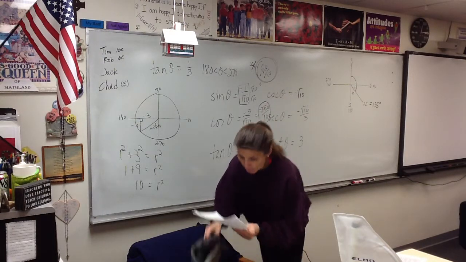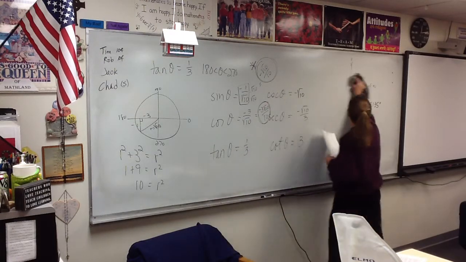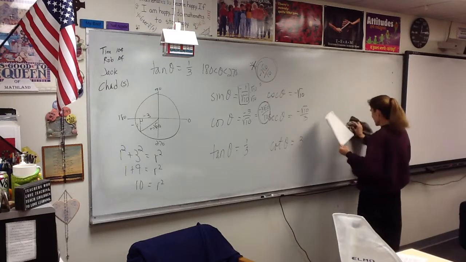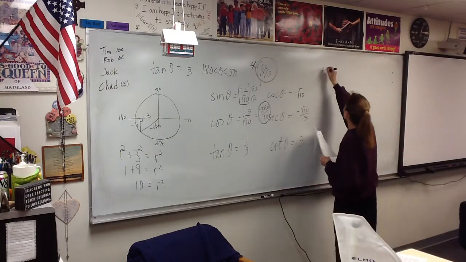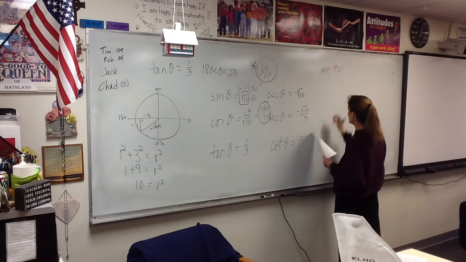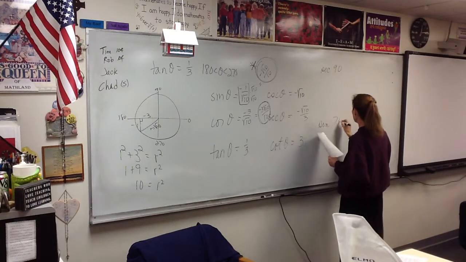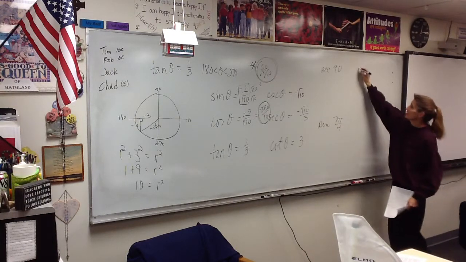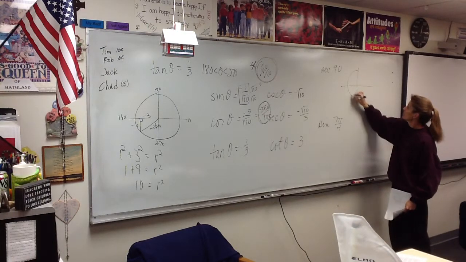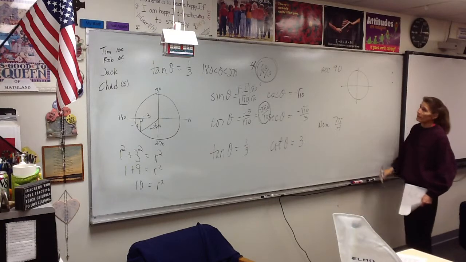Next, we're going to do a bunch of evaluating. We're going to evaluate the secant of 90 and the sine of 7 pi over 4. So the secant of 90 and the sine of 7 pi over 4. All right, so here we go. Secant 90. Uh-oh, 90 is a special one.